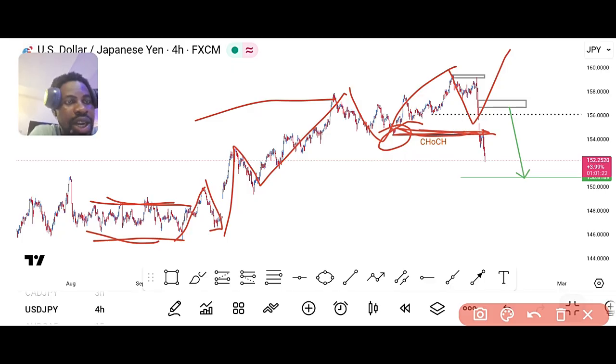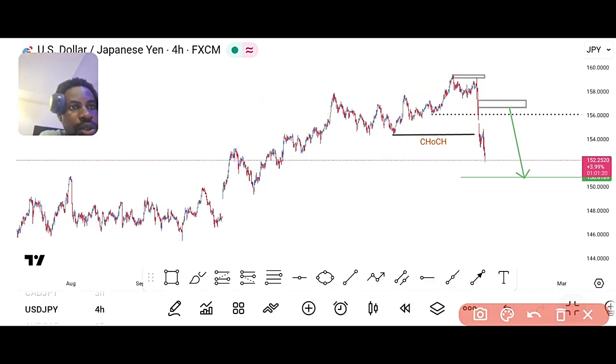We now had a change of character. Alright, so that was where we had the change of character. This particular one here, a change of character. The last structure that price broke to the upside was this particular one here. This was where we broke structure to the upside, where we had a break of structure around this area.